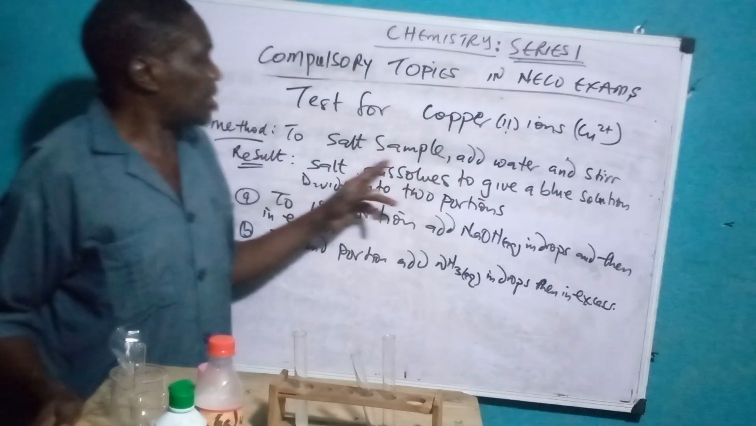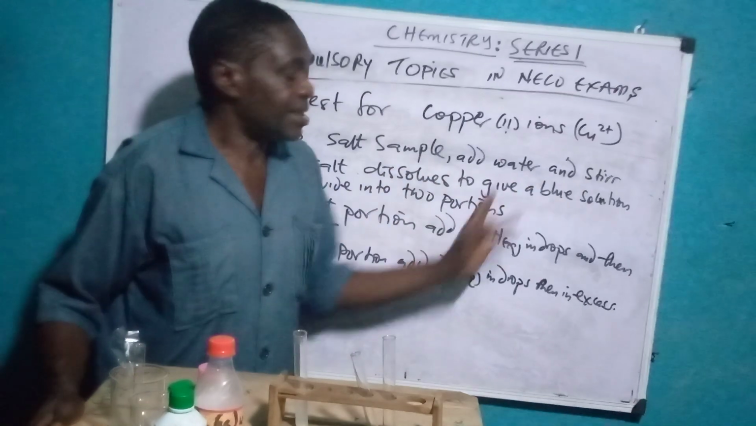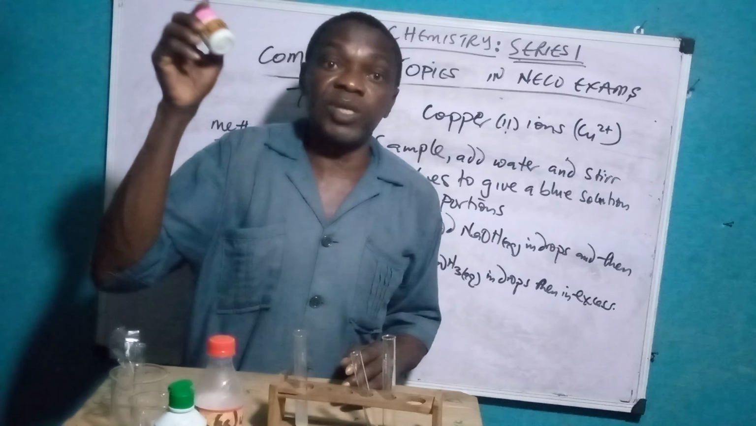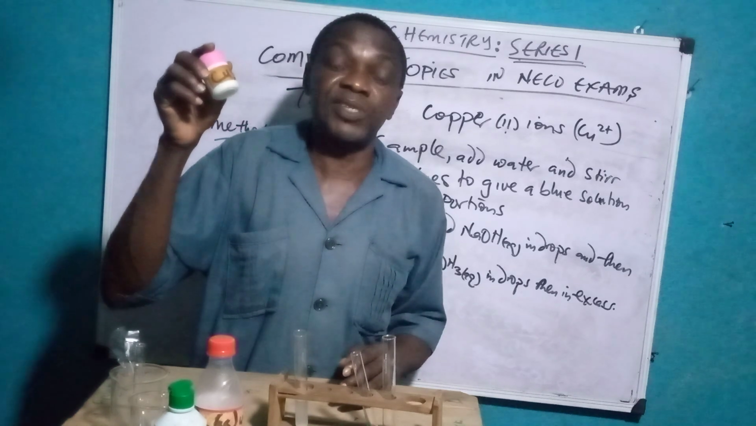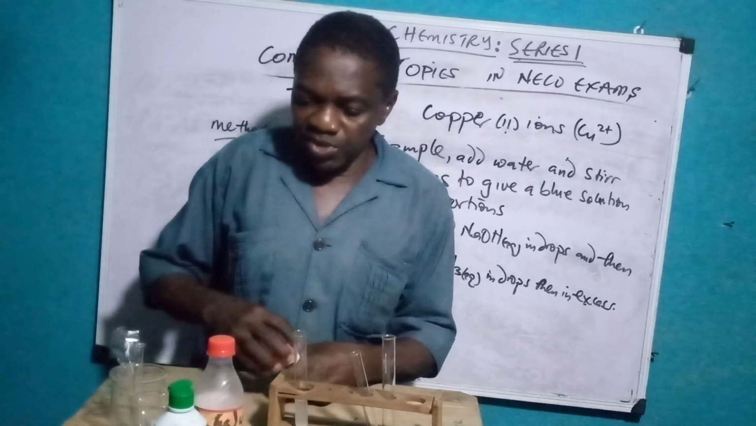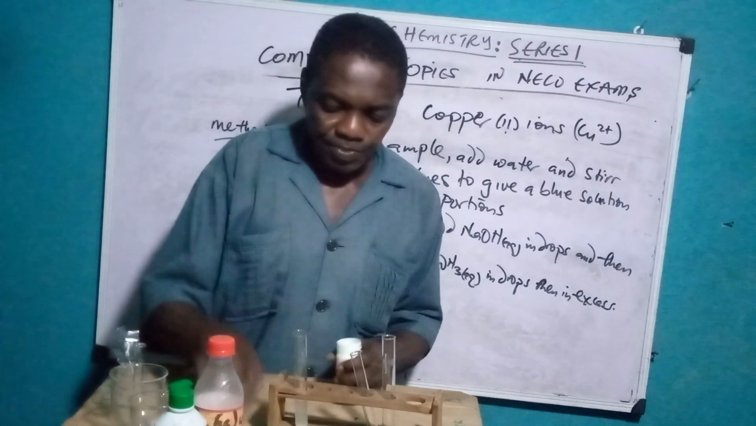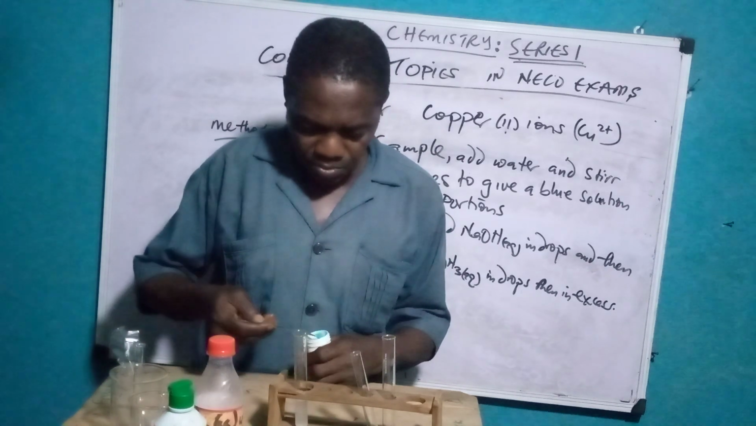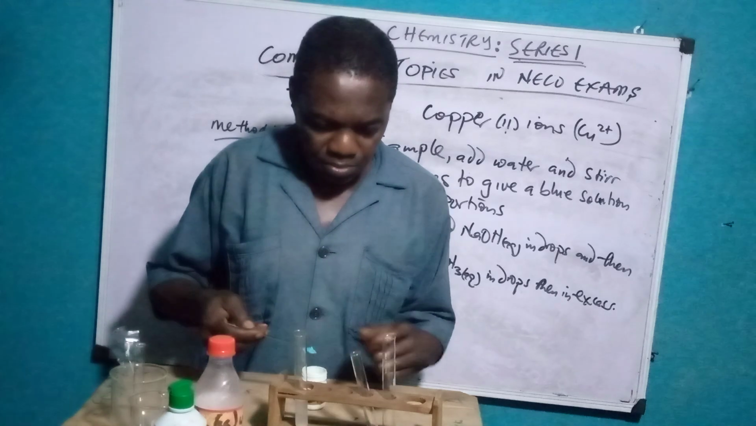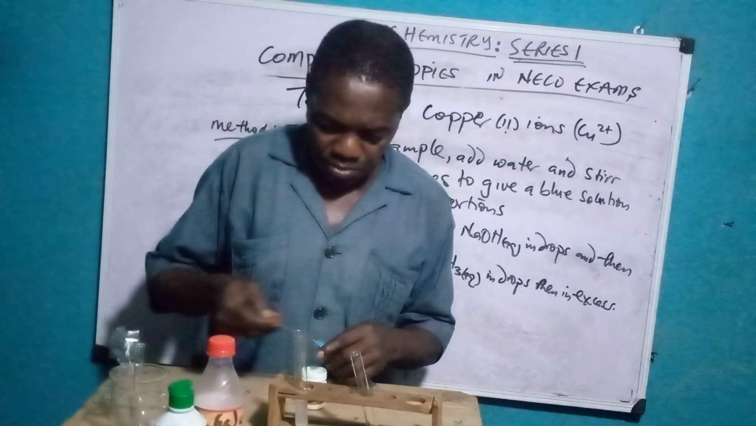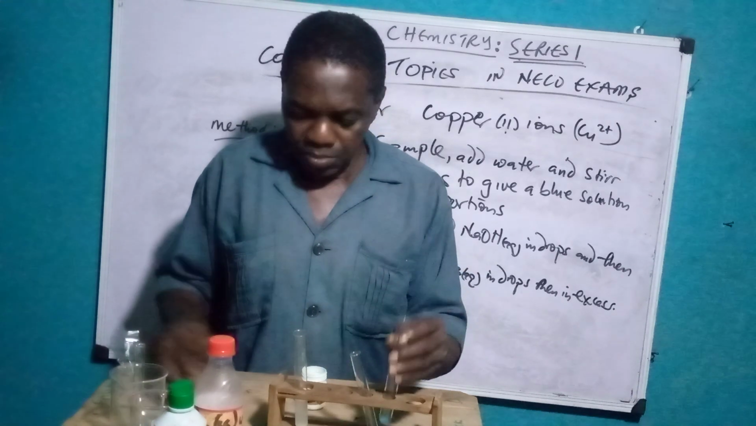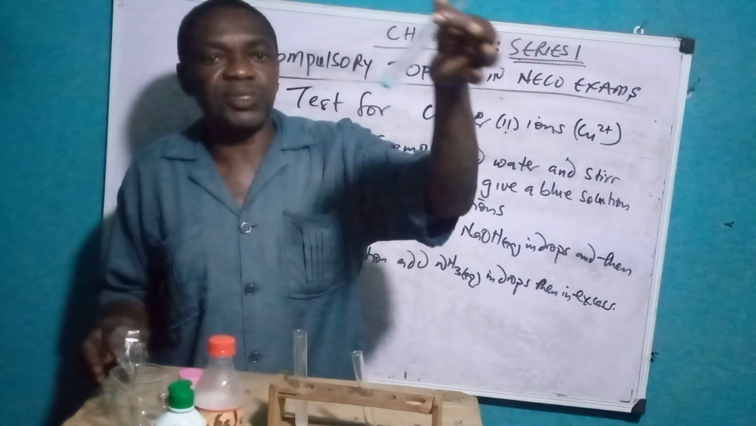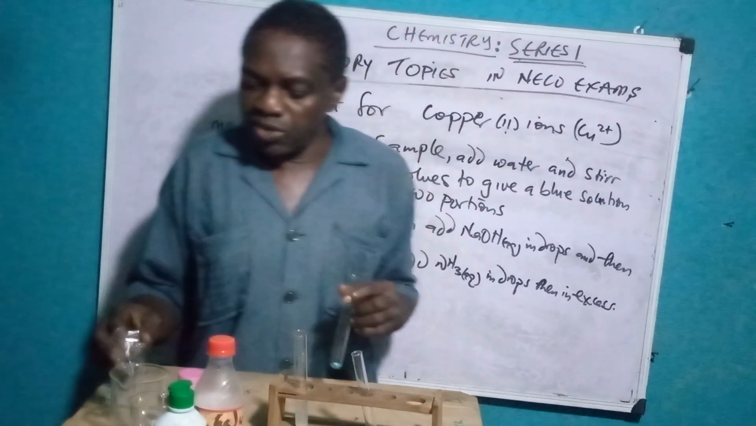Method: to a sample, add water and stir. So this is the salt we have. The name of the salt is CuSO4, copper 2 tetraoxosulfate 6. So let's bring out the salt. So we are already taking from it. This is solid salt. You can see it there, blue. That's the color of copper.